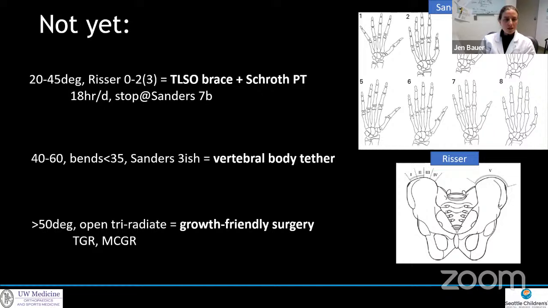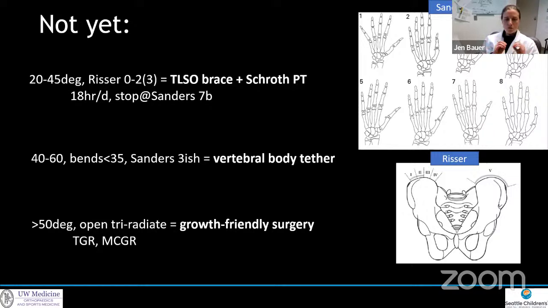One other reason you might not yet do a fusion is if it's a big curve, over 50 degrees, but they're still really young. So they have an open triradiate cartilage. So they're still RISR zero. They haven't even started into their growth spurt. And then you might think to do a growth friendly surgery. So I would operate on these patients, but I would do a growing rod, either a traditional growing rod or a magnetically controlled growing rod.